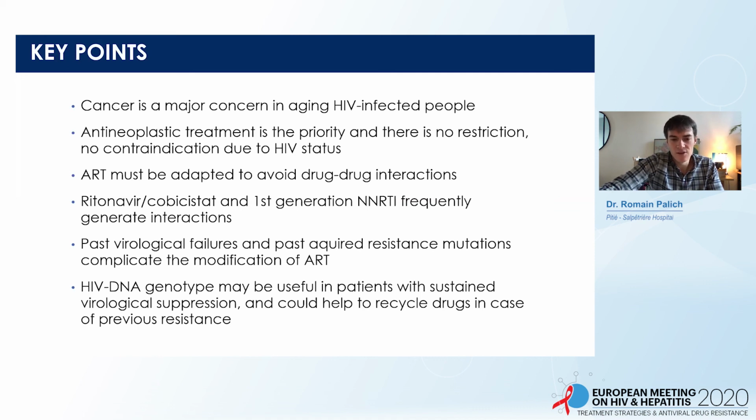Past virological failures and the past acquired resistance mutations complicate the modification of ART. And finally, HIV-DNA genotype may be useful in patients with sustained virological suppression and could help to recycle drugs in case of previous resistance.